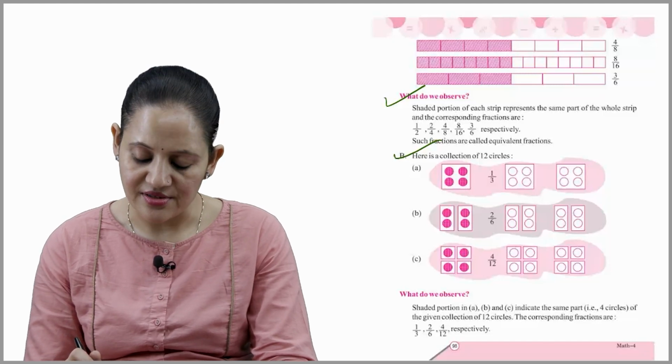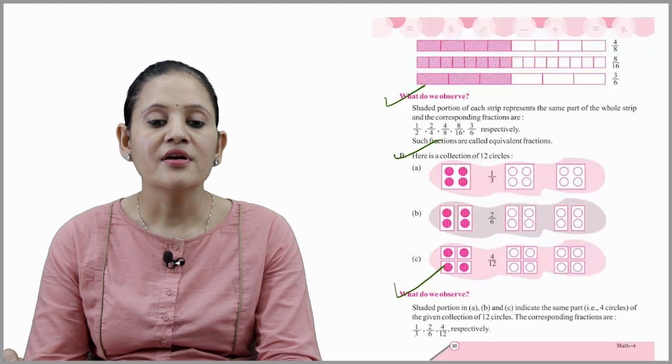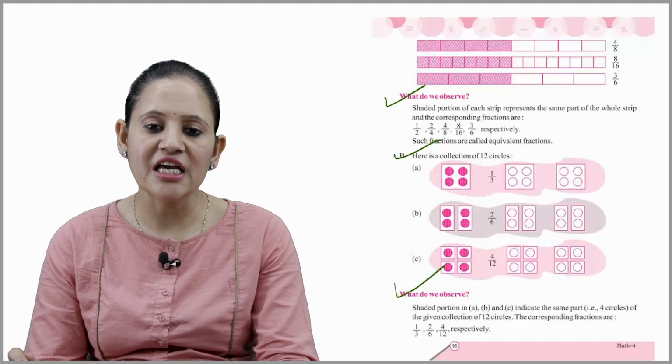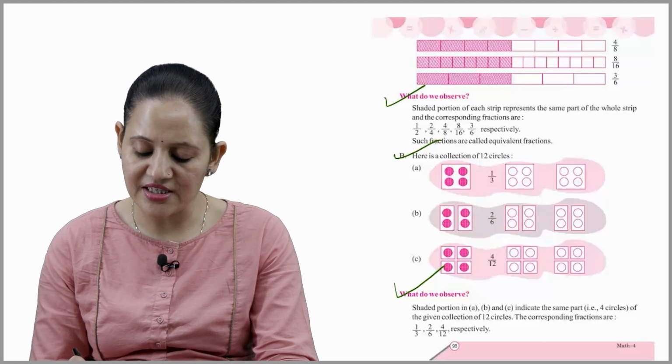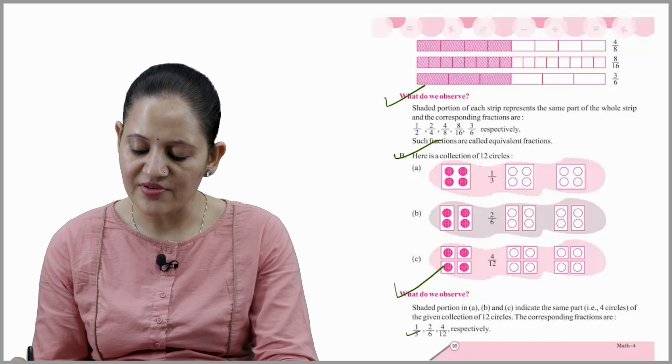So what do we observe? We observe that the shaded portions A, B and C indicate the same part of the given collection of 12 circles. The corresponding fractions are 1/3, 2/6, 4/12 respectively.